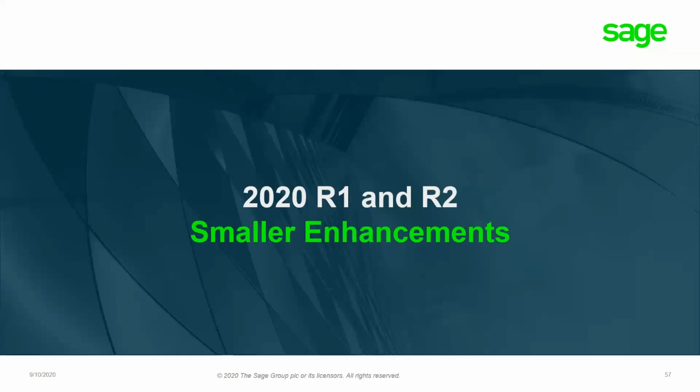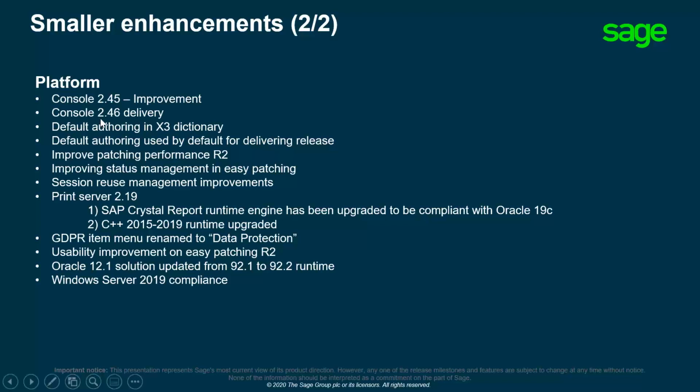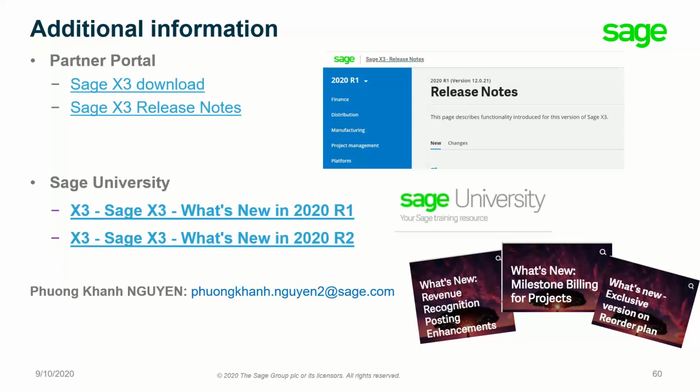So besides the key features that I have explained and done some demos for, we have also delivered smaller enhancements in 2020 R1 and R2. There are so many. They are listed and explained in our release notes that you can consult from the online help center. The smaller enhancements have been delivered in the finance area, in distribution, in manufacturing also, in project management, and also on the platform side.